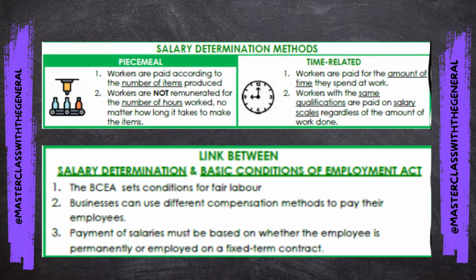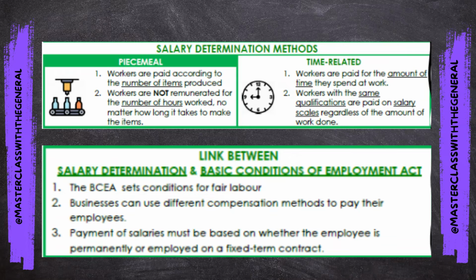But over in time related, what is important is time. Number 1, workers are paid for the amount of time they spend at work. So workers are working, whatever they are producing, we are not looking at it. We are looking at what time did you clock in, what time did you clock out, and how many days have you worked this month. You have worked for the full month, so you are going to be paid a predetermined salary for that month. It is according to the amount of time spent at work and not necessarily what you were doing at work, what you produced at work.